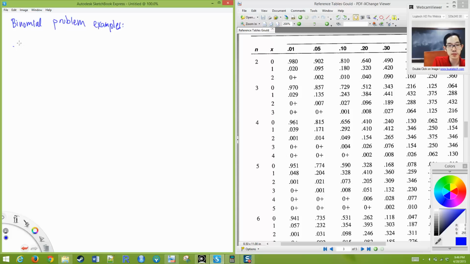And we ask the question, what is the probability that the coin lands heads 3 times out of 5? This is a binomial problem here. Leave a little space there. I'm going to give you another example.